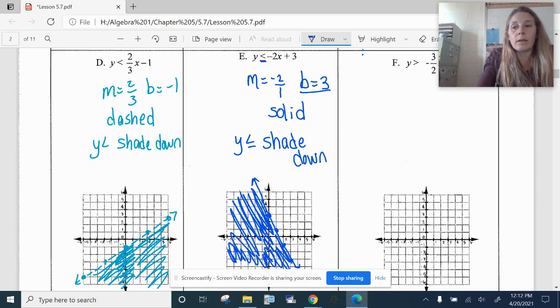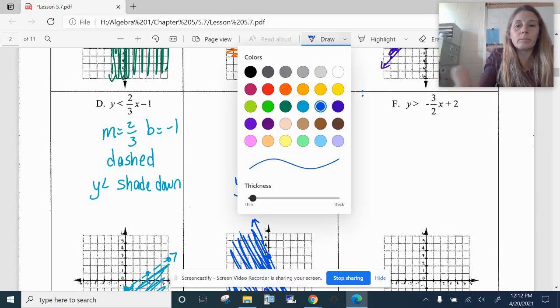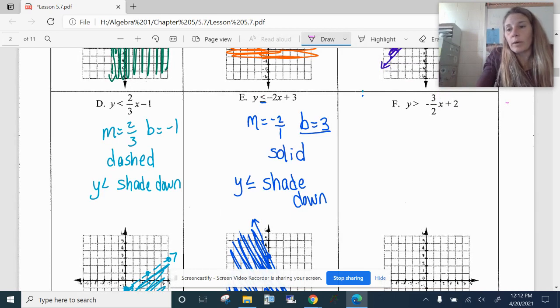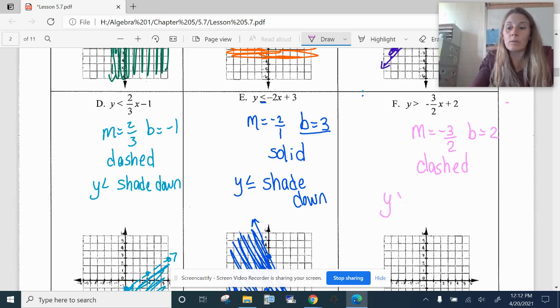All right, and then we're going to go to example F. Okay, so here my slope is -3/2, and I am going to put my negative on the top number. However, it can be done on either one, just not both. The y-intercept is 2. This time I'm going to have a dashed line because I do not have an equal to on my inequality sign. And since y is greater than, I'm going to shade up from that y-intercept.